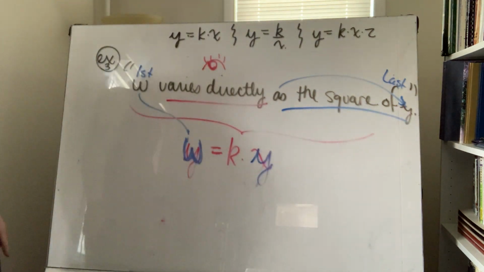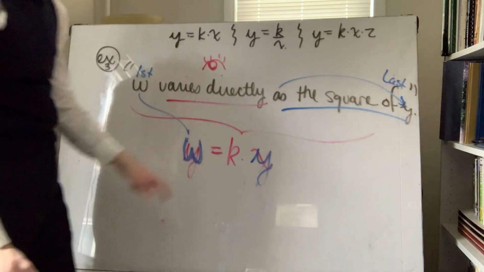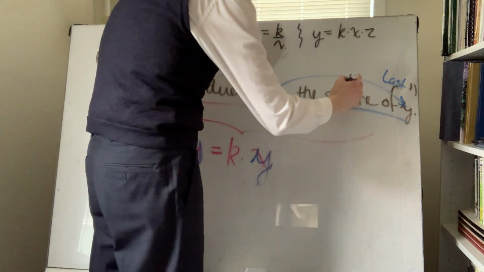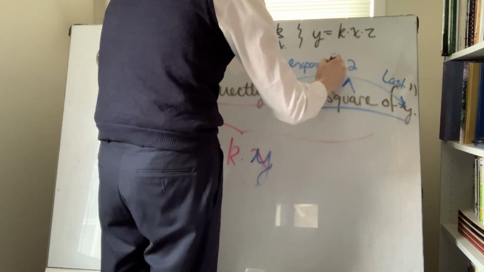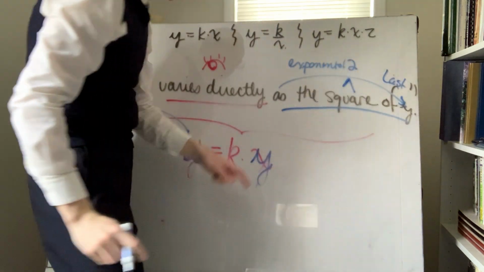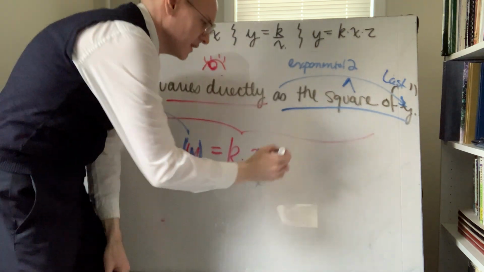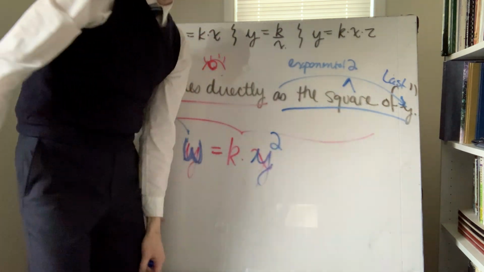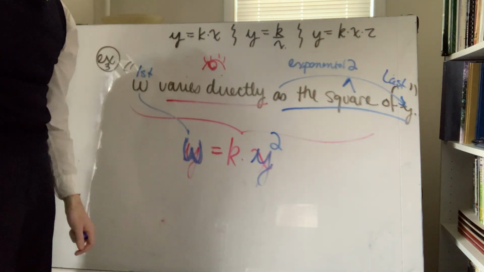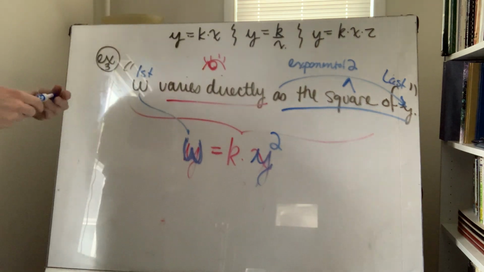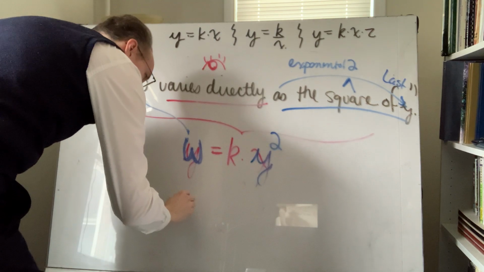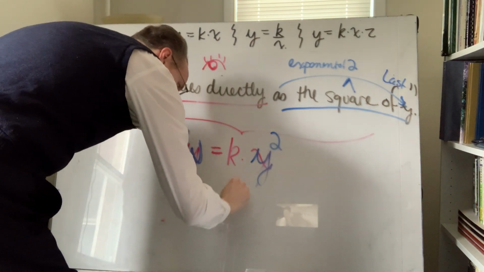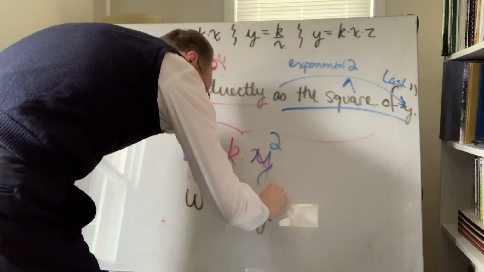No sweat. The other thing is that they say square. Square is when you have an exponent of 2. So if it's a square of Y, that means there's a 2 here. And that is enough of a modification, really. If I wrote it a little bit cleaner, a little neater, it would be W is equal to the proportionality constant times Y squared.